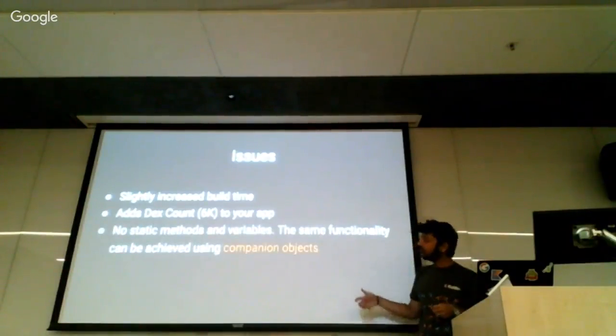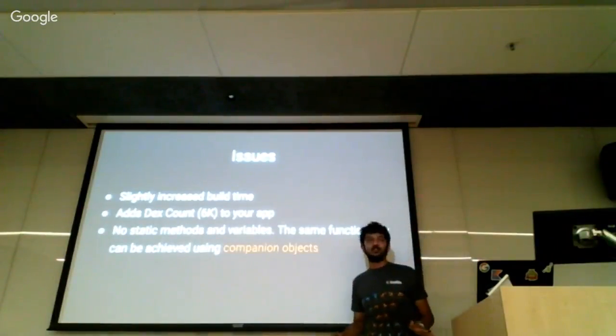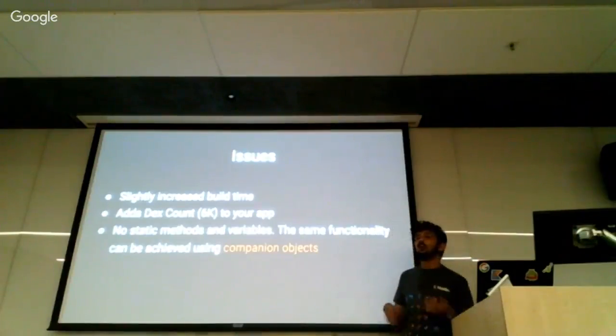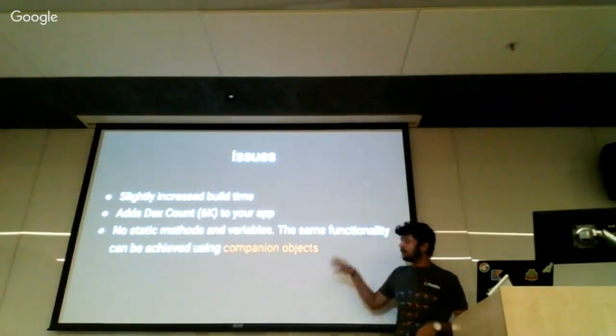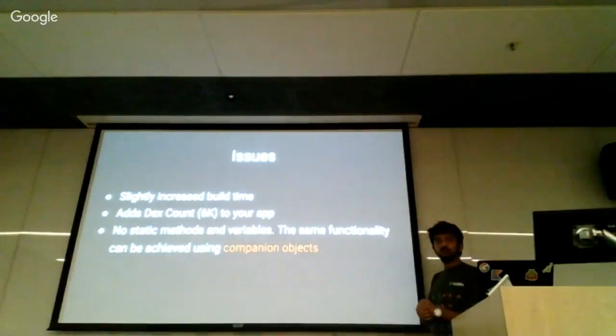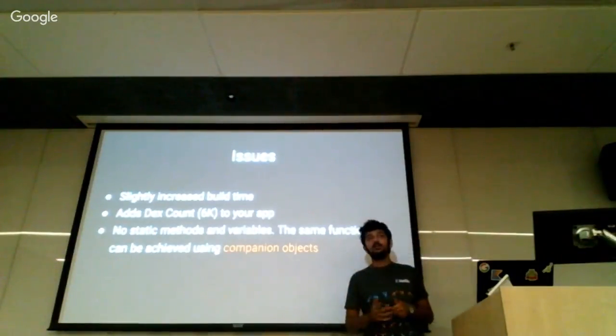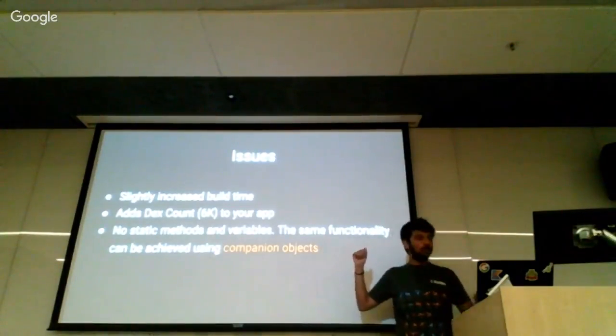And thirdly, there's no static keyword as such in Kotlin. That means you cannot write static methods or variables in Kotlin. But the same functionality can be achieved using companion objects, or you can write the package level functions, which I showed.